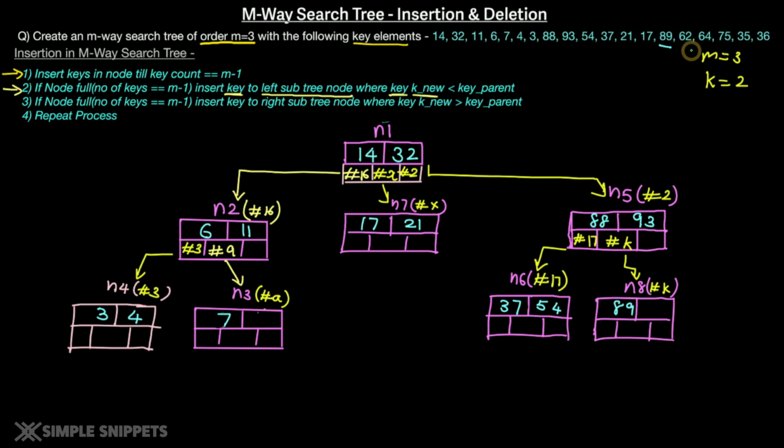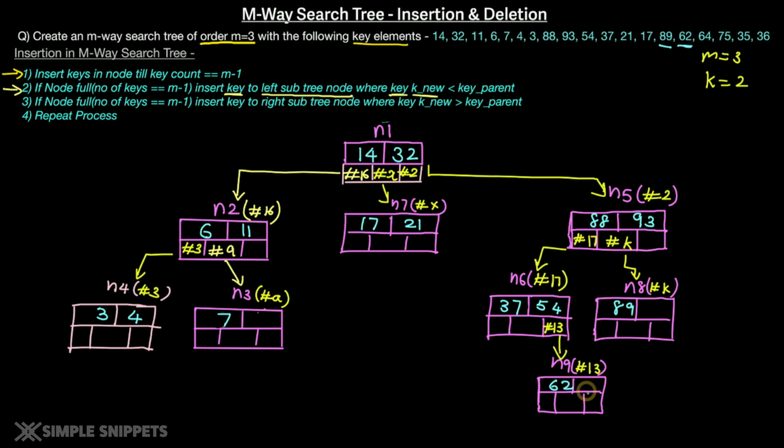Then we have 62. 62 is obviously greater than 32, but it is smaller than 88. So from 32 we'll go to the right, from 88 we'll go to the left. Now inside this, 62 is greater than 37. 62 is also greater than 54, right? We are talking about this value and comparing it with 54. So if 62 is greater than 54, it will go to the right of 54, which means this address will be occupied. So let's create a new node first. So 62 will be stored over here.